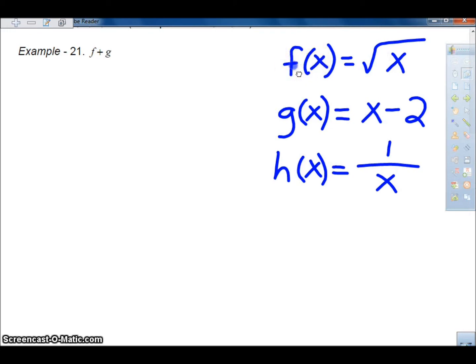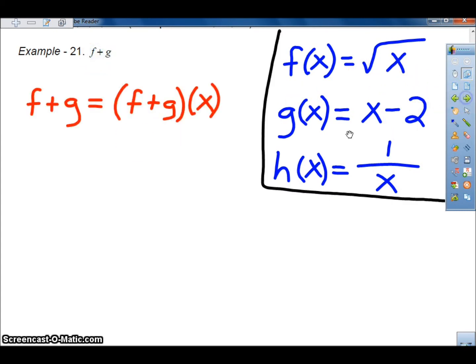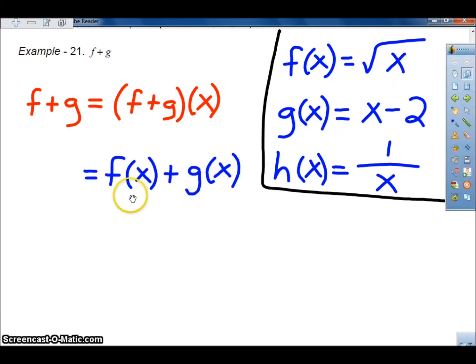But I'm setting f of x equal to square root of x, g of x equal to x minus 2, h of x equal to 1 over x. And we want to find f plus g. This is sort of a lazy way of writing this notation. Really, the full notation should be written as f plus g of x. And by definition, that's equal to f of x plus g of x.